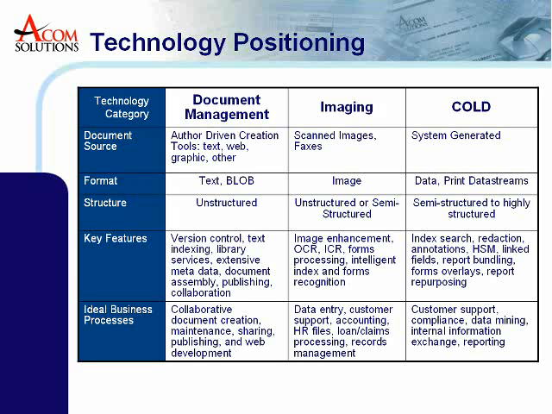So now that we have base technology categories, we can put those in a grid such as the one you're seeing now, and we can use it to describe things like document source, format, structure, key features, and ideal business processes. And what you'll see as you go through this grid is that different technologies, whether they're document management technology, imaging technology, or COLD, again, supports different types of documents, different sources, different formats, different degrees of structure, structured information.